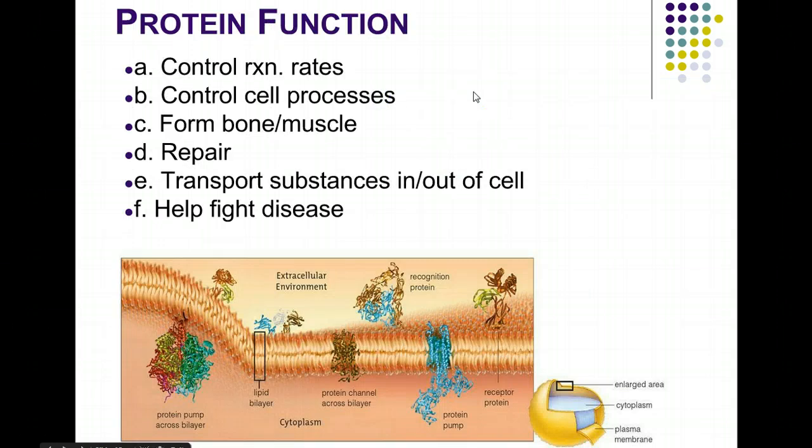Protein function: they control reaction rates. Those are called enzymes. Enzymes help us speed up or slow down reactions in our body. They control cell processes. They help to form bone and muscle. They help to fix things. They help to fight disease like a white blood cell. They help to transport things in and out of cells. Proteins are basically like the workers of our cells. They build everything in our body. Nucleic acids have the directions. Protein is the one that actually does the building and has the raw materials.